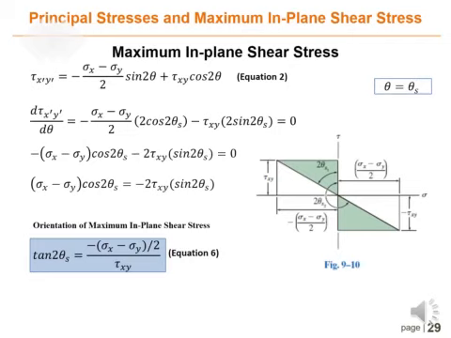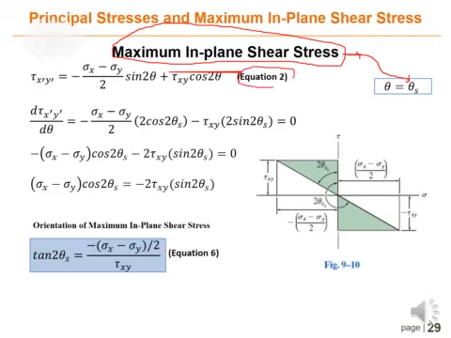Okay, so now let's move to the maximum in-plane shear stress. Here we are going to determine what is the theta s, so at what angle the maximum in-plane shear stress will take place. For this one you are going to use equation number 2 and differentiate with respect to theta. So you have the tau x prime y prime, differentiate with respect to theta.